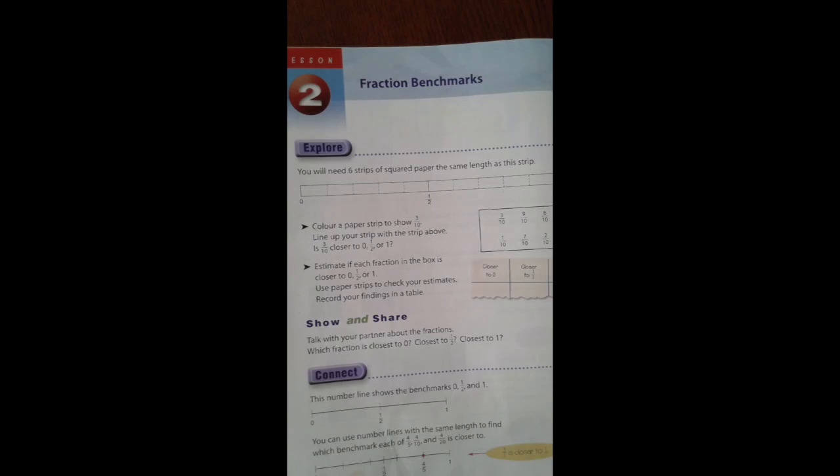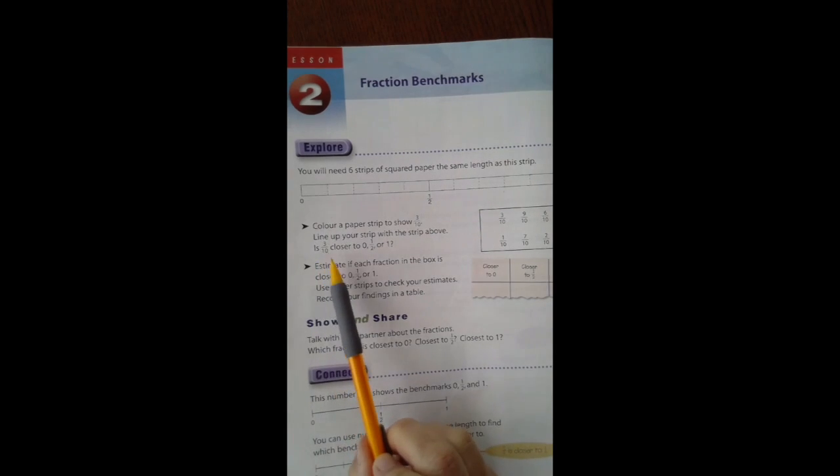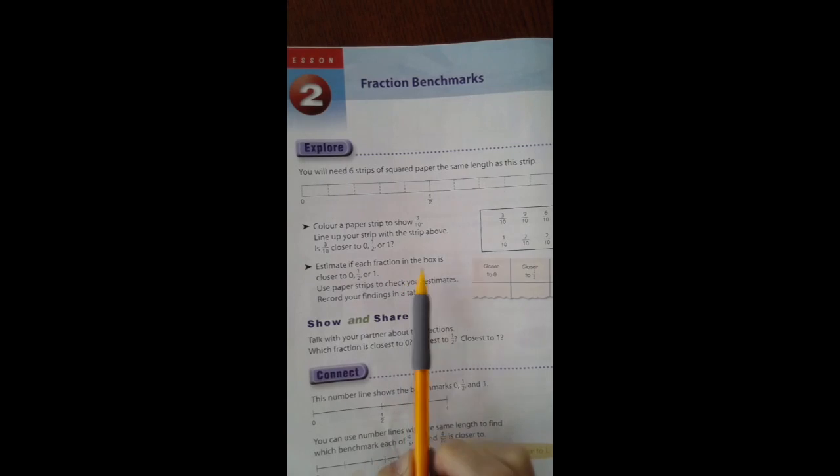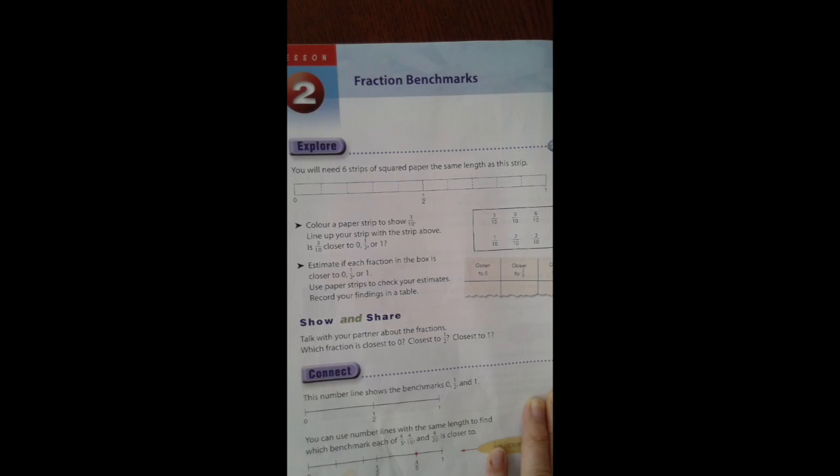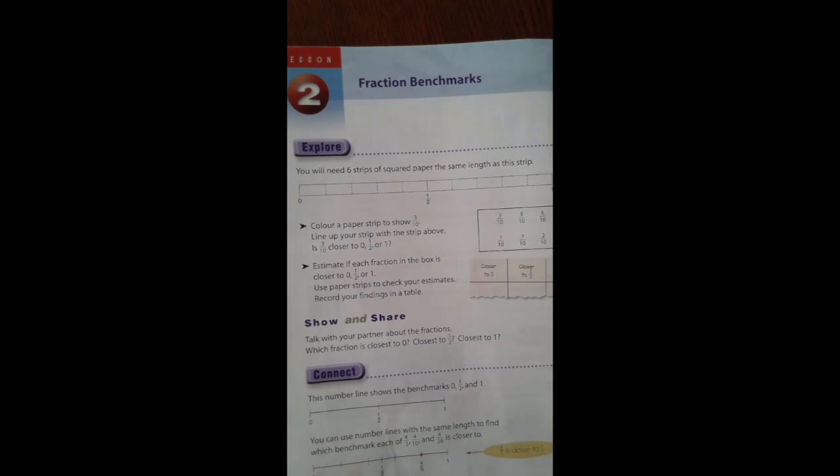Now it's saying estimate if each fraction in the box over here is closer to 0, half, or 1. I'm going to read those out. We have 3 tenths, which we just did, 1 tenth, 7 tenths, 2 tenths, 6 tenths, and 9 tenths. So think about that for a minute. Look at those numbers, thinking about the numerator and the denominator, and think about how close you think it is to 0, half, or 1. Then you're going to check using your paper strips that you have cut out.